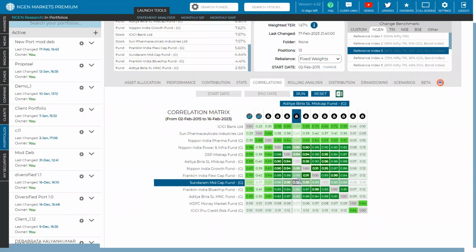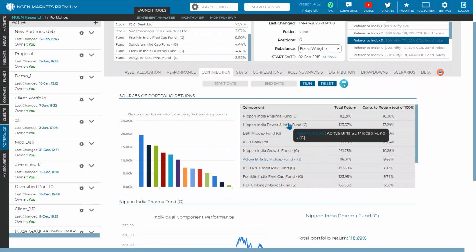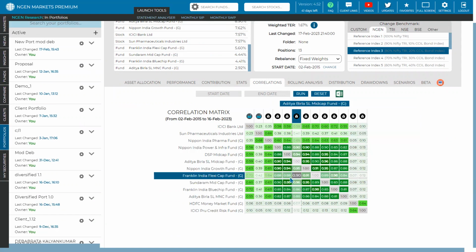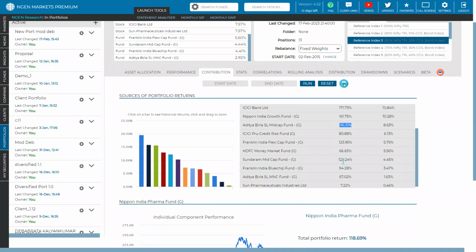So what you can do is go back to the contribution again. I can just reset this as of now to 2015. I can easily see that Aditya Birla is actually the better option when I compare the correlation with other funds. So Sundaram versus Aditya Birla: Aditya Birla is actually having a better contribution to the returns. You can also check the total return in that particular time frame. You can see the total return between both of them, and you can see whether the allocation to Sundaram is lesser or the allocation to Aditya Birla is higher. You can check that out in the contributions tab.